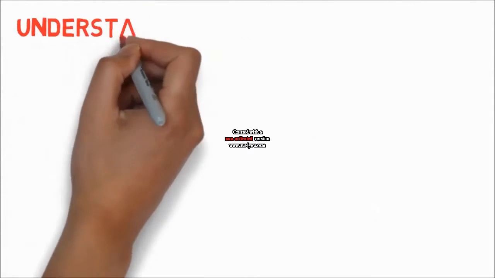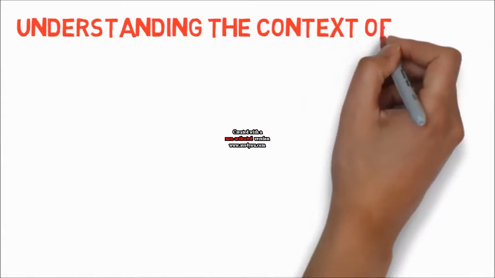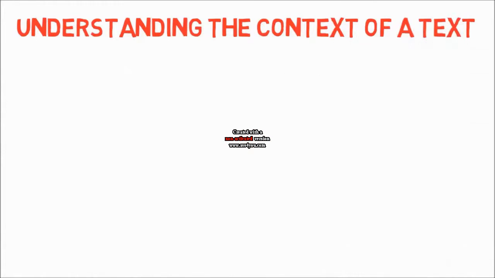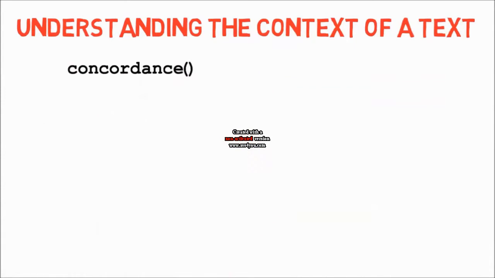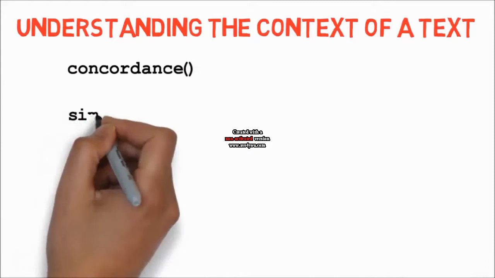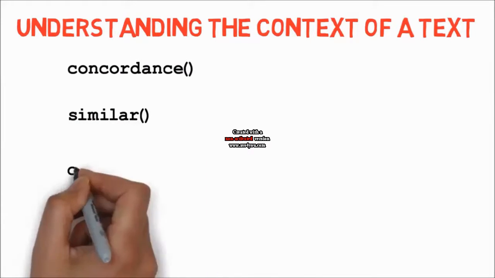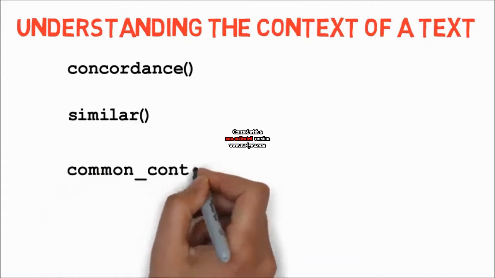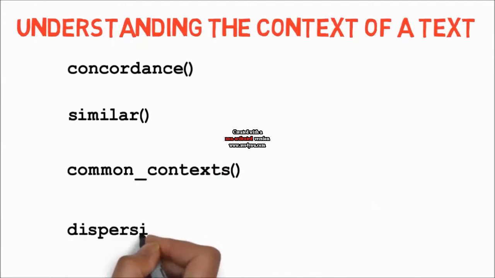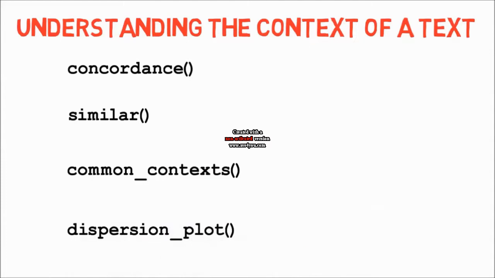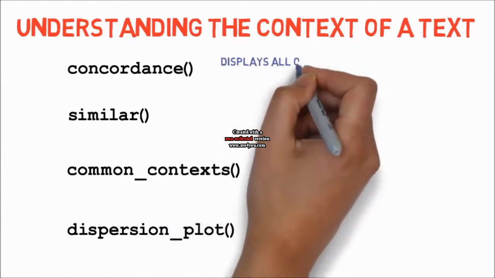Let's look at a few of the functions that NLTK provides. Here are some functions that NLTK has to help you understand the context of a text. Concordance is a function that will display all the occurrences of a word in a piece of text along with some context. Similar, common context, and dispersion plot are other interesting functions that help you understand the occurrence of a word inside a piece of text.